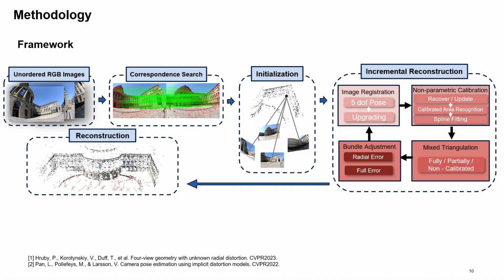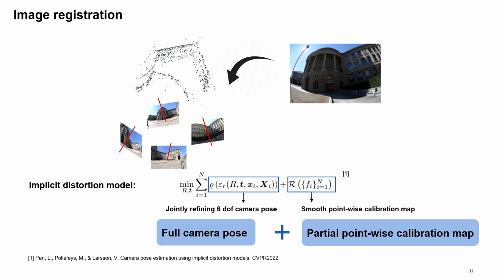Here is an overview of our framework. Without known calibration or specific parametric model, we collect initial 2D-3D correspondences with radial alignment constraint as images are iteratively registered. To the 3D model, we progressively calibrate the camera by fitting a non-parametric distortion map, which is initialized with implicit distortion model. After radial initialization, we adopt implicit distortion model to register new images to the model. This method could jointly offer full camera pose and partial pointwise calibration map.